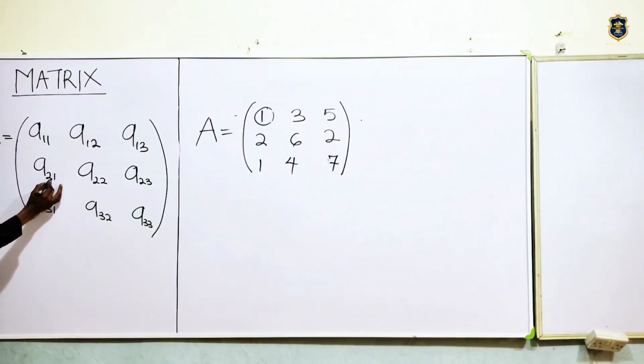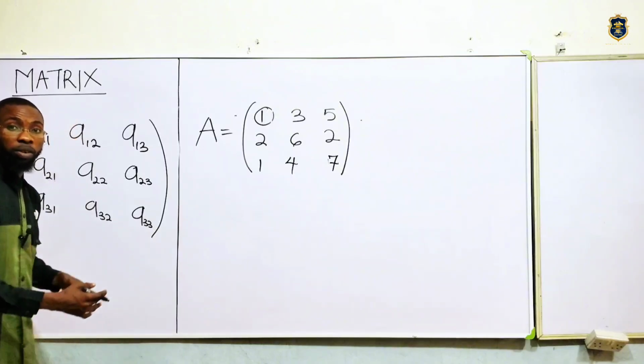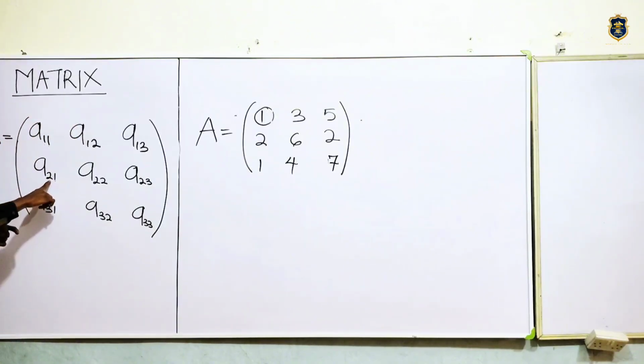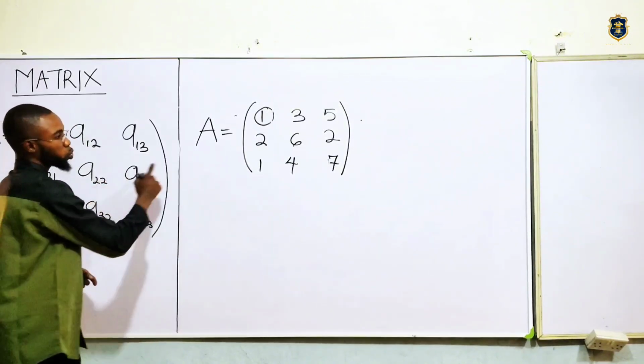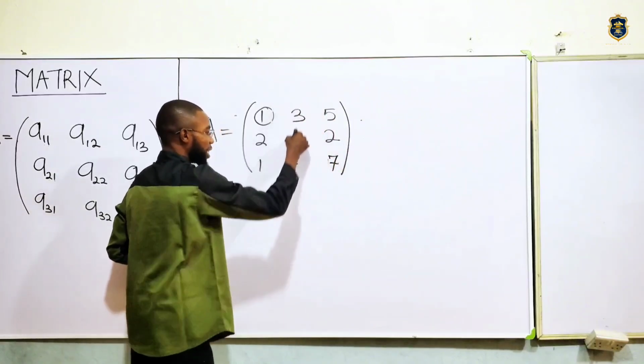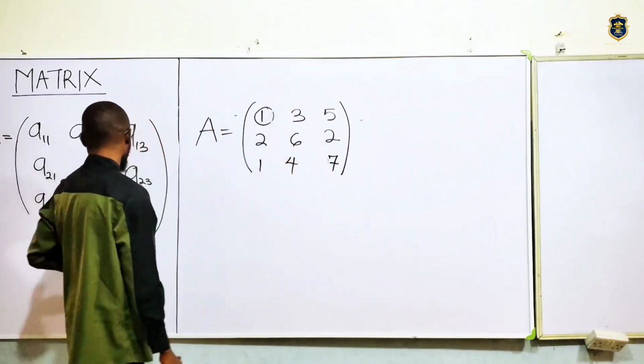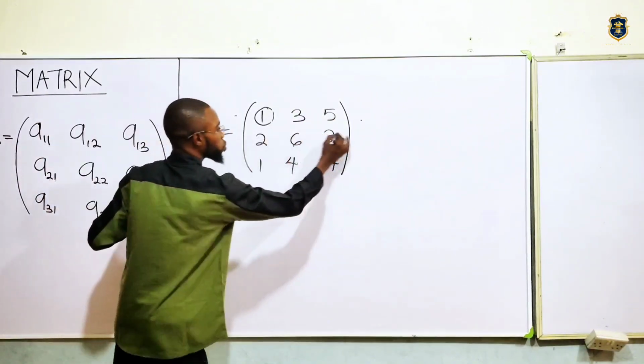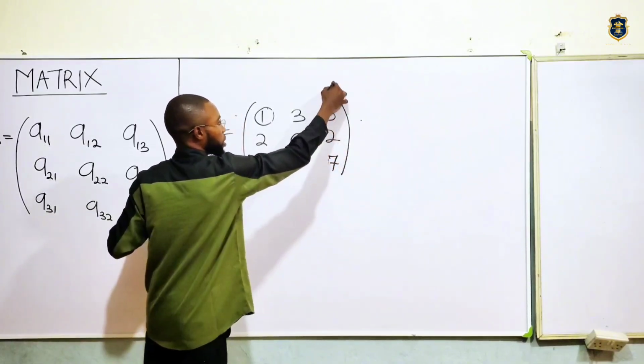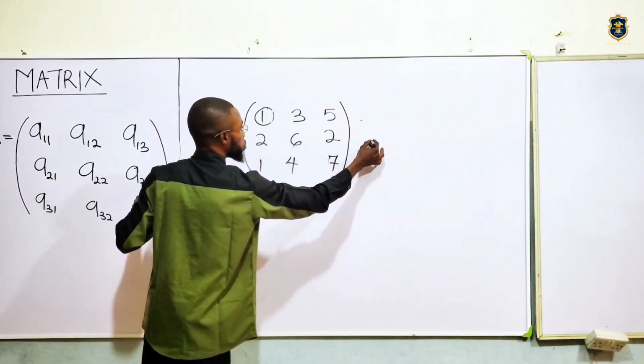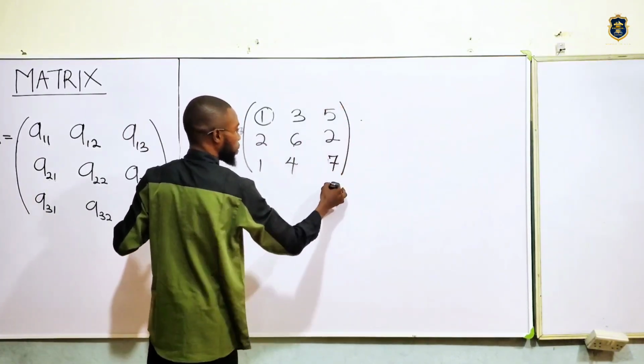So the 2 here is the row and the 1 here is the column, because matrices are represented in rows and columns, right? So we have A21 is row 2 but column 1. A22 is in row 2 and in column 2. You get it? And then A23 is in row 2 but in column 3. This is column 3, and this is our row 2.